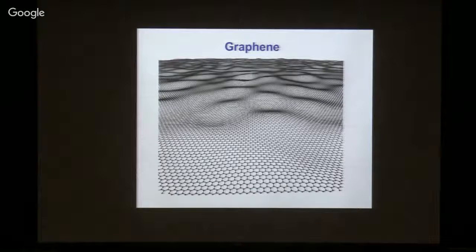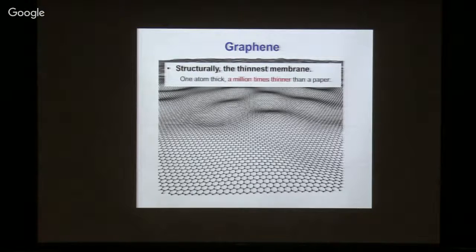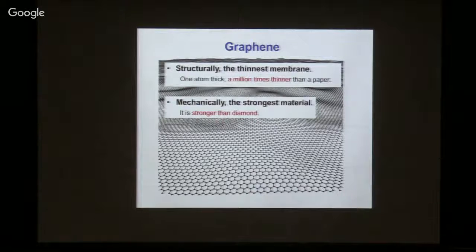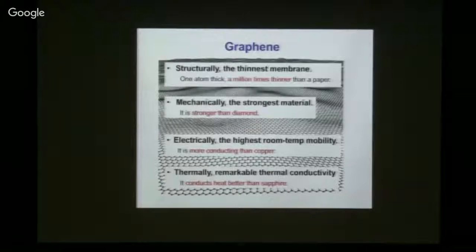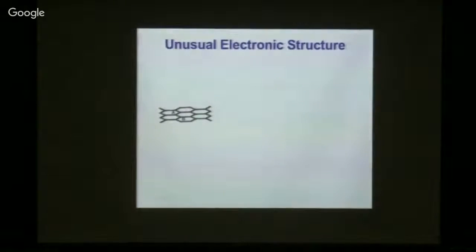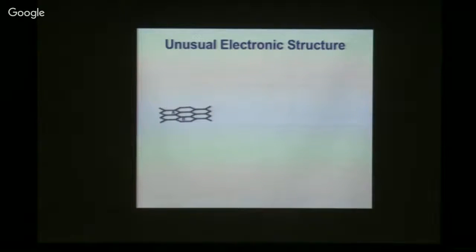The reason, part of that is because graphene has rather remarkable material properties. For example, it is a single atom thick membrane, but mechanically is extremely strong. It has the highest room temperature mobility, as well as very good thermal conductivity. So it has great potential for applications. But in physics, what makes graphene really interesting is its unique electronic structure.